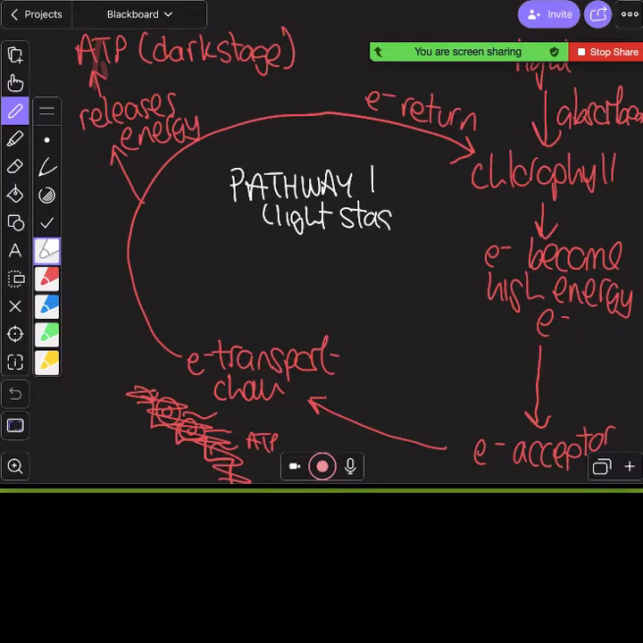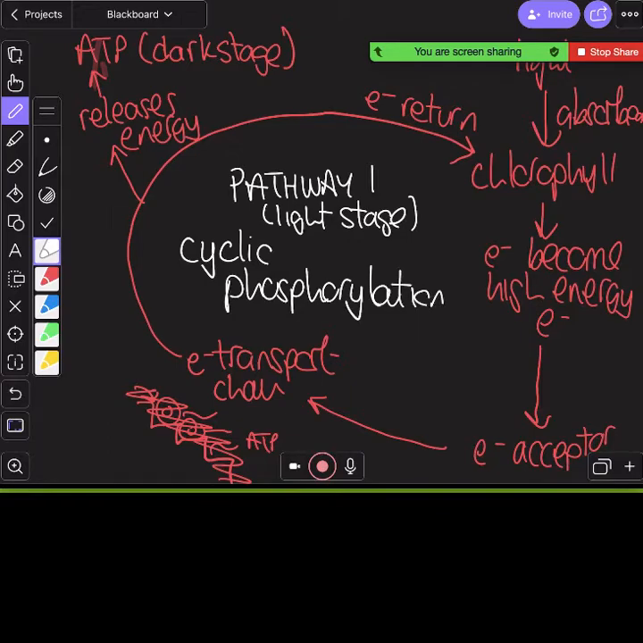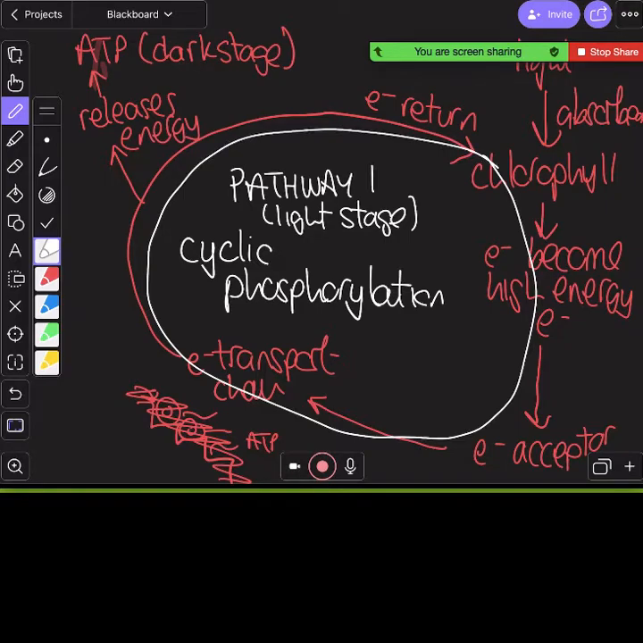And it has a funky name or a long-winded name, and it kind of helps to tell you what's going on. It is called cyclic phosphorylation. So the cyclic part means that it goes in a circle, which essentially this is a circle. And the phosphorylation part means you're adding on a phosphate, you're making the ATP.